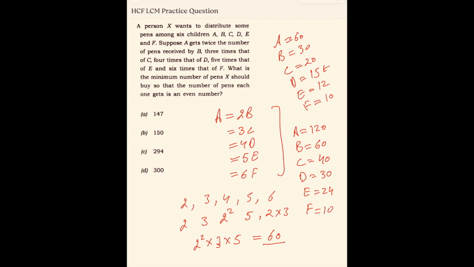So when we add these numbers, we get the final result. 120 plus 60 is 180, plus 40 is 220, plus 30 is 250, plus 24 is 274, plus 10. Actually 10 has to be written as 20 because this is to be also multiplied. So 274 plus 20 is 294. So the final answer is 294, that is option C.